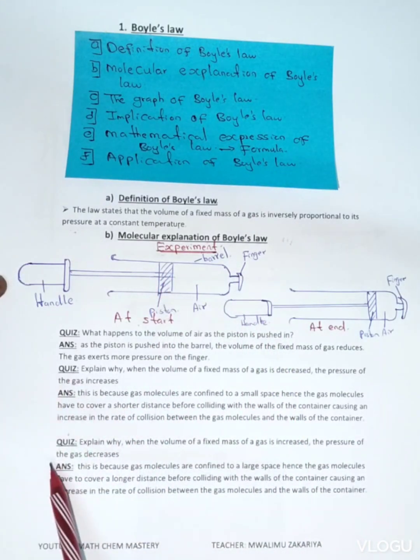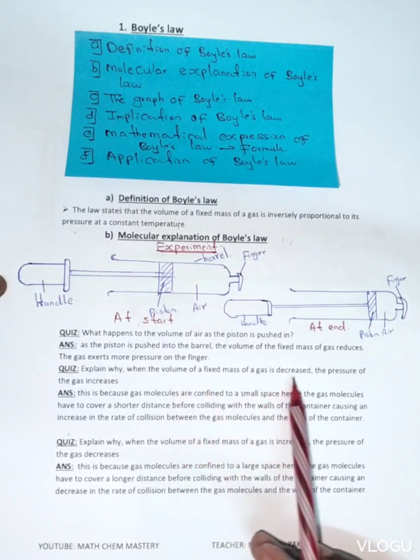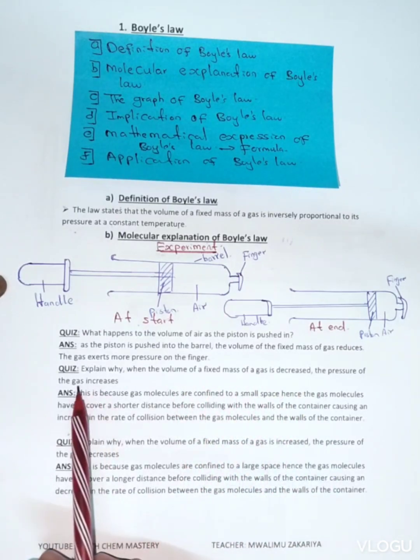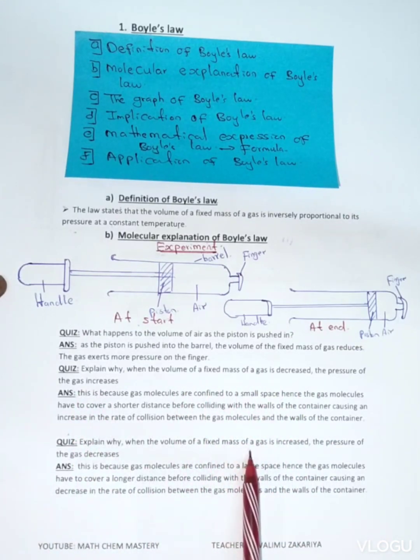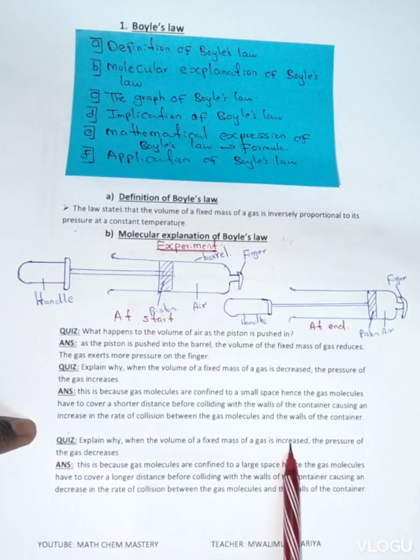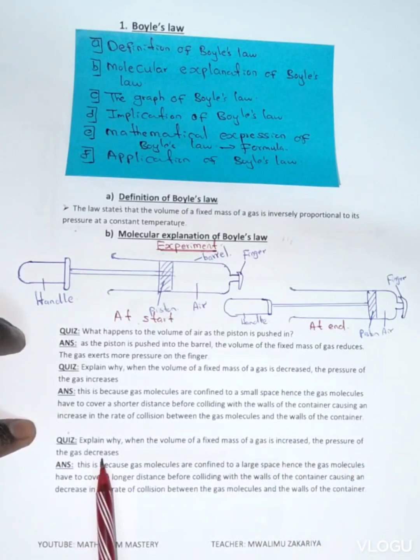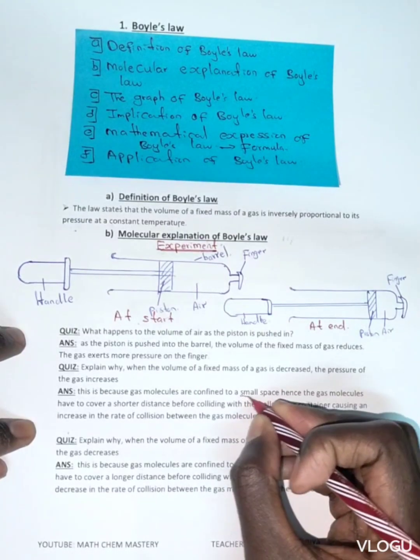The opposite of this question: explain why when the volume of a fixed mass of a gas is increased, the pressure decreases. If the volume is decreased, we are saying the pressure increases. What about this one? When the volume of a fixed mass of a gas is increased, the pressure of the gas decreases. Why? What is the reason? This is because gas molecules are confined to a large space. Here they are confined to a small space. It is the opposite of this one.